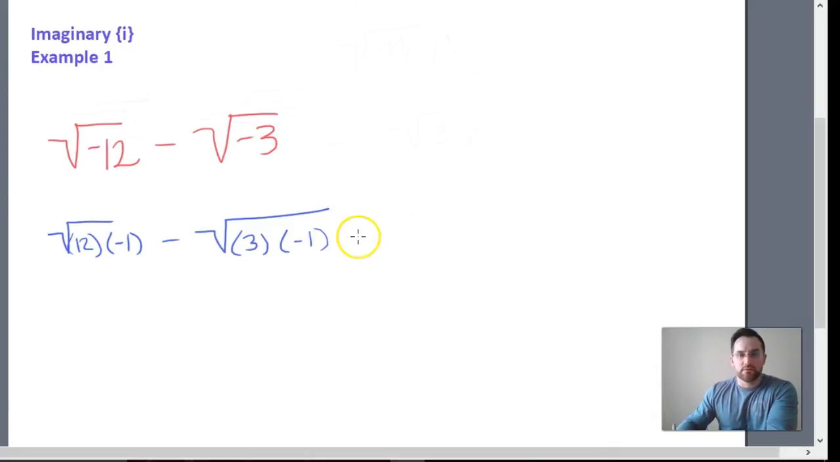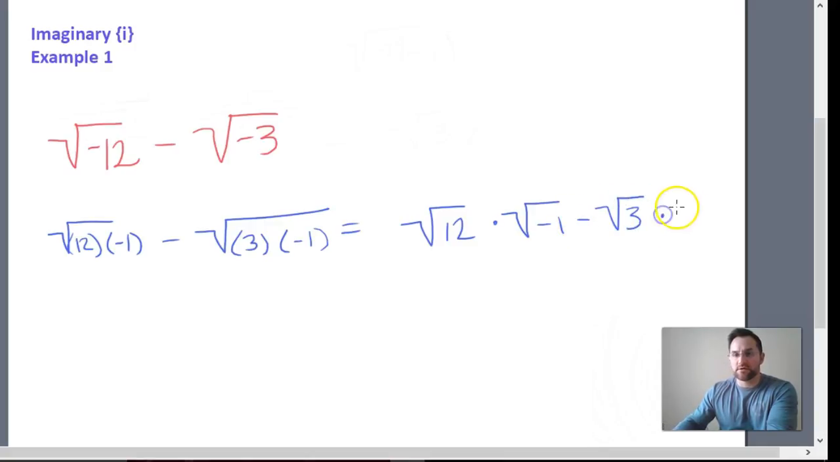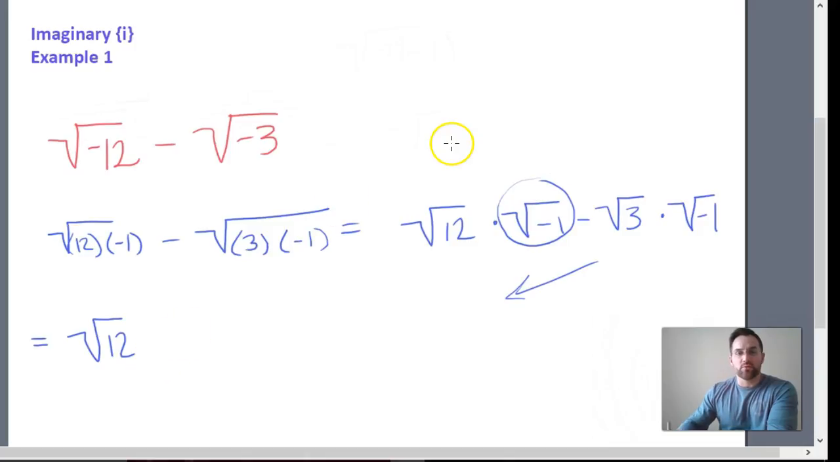Alright, so this can be further simplified as square root 12 times square root negative 1 minus square root 3 times square root negative 1. Our next step is going to be down here. So that will be equal to square root 12. And what is the square root of negative 1? Remember, we're expressing in terms of i. Okay? i, right? Minus square root of 3 i.